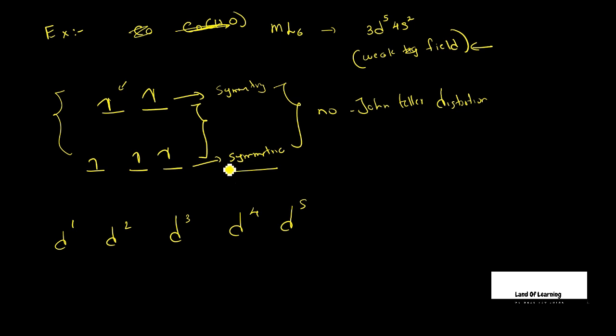If this unsymmetry is all about the EG state, then it's a strong Jahn-Teller distortion. If this unsymmetry is all about the T2G state, it's a weak Jahn-Teller distortion. So I hope you got the idea about Jahn-Teller distortions. In the next video, we'll talk more about the complexes and their energies.